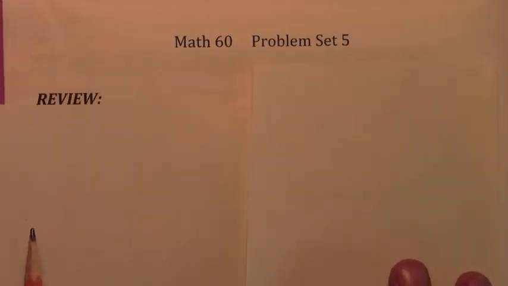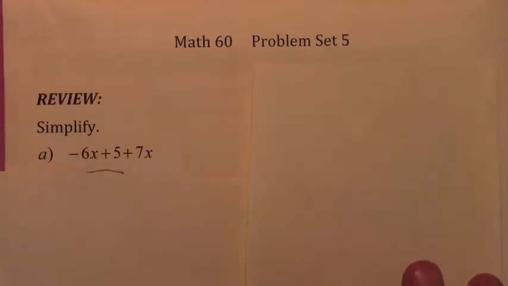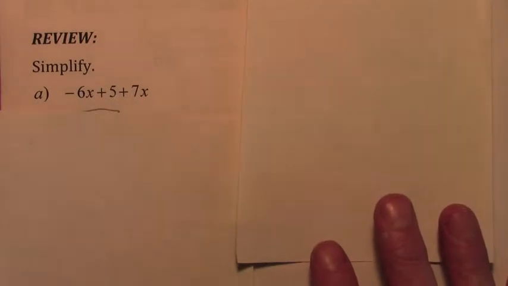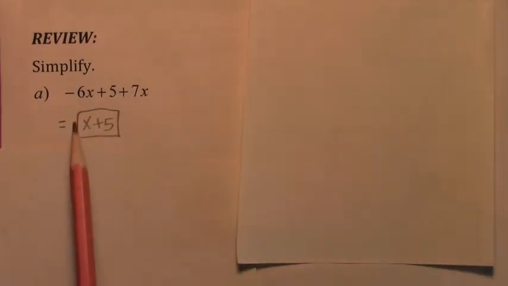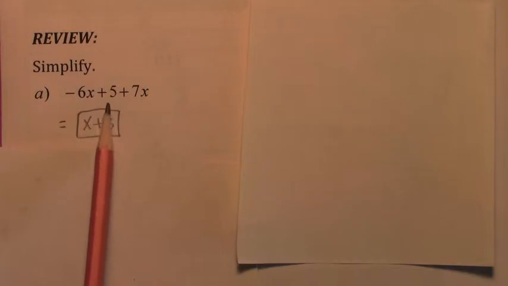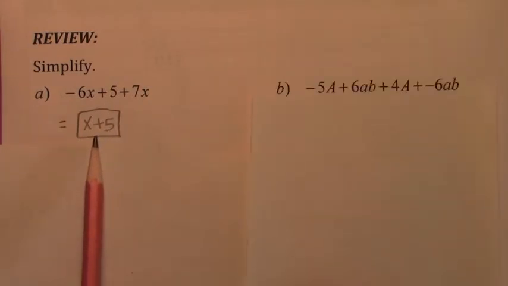In this problem set, we're going to introduce the concept of additive inverses, which is really just the same thing as opposites. But before we do that, let's look at some examples. Let's review a little bit. Simplify. Okay, so how many terms do you see? Any like terms? Yeah, you can add the negative 6x to the 7x and get positive 1x. Let me just write that as x plus 5. You can't combine these because they're not like terms.